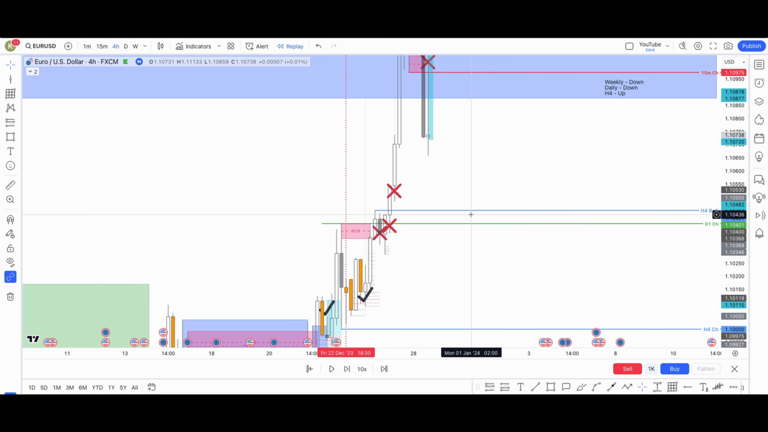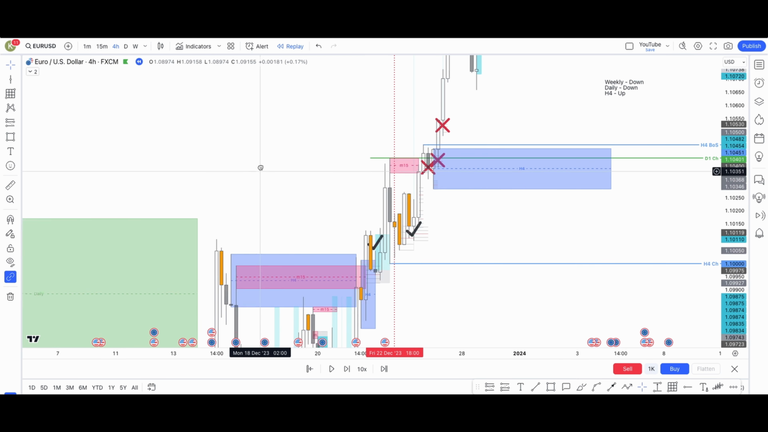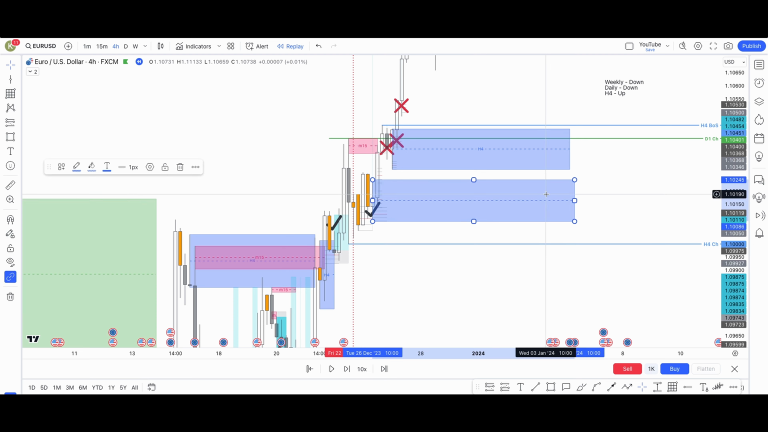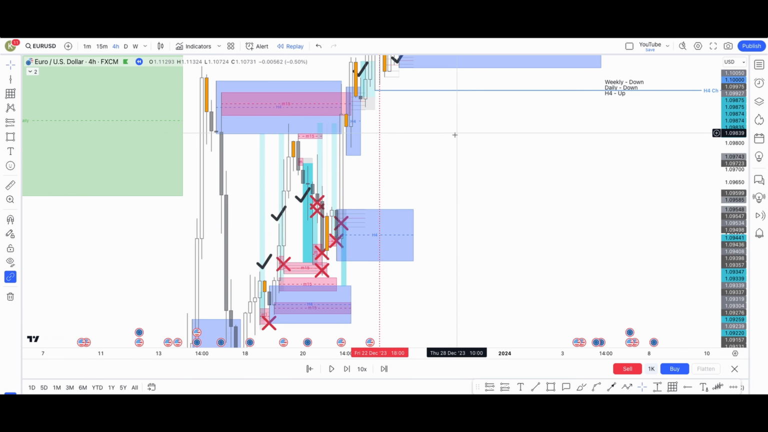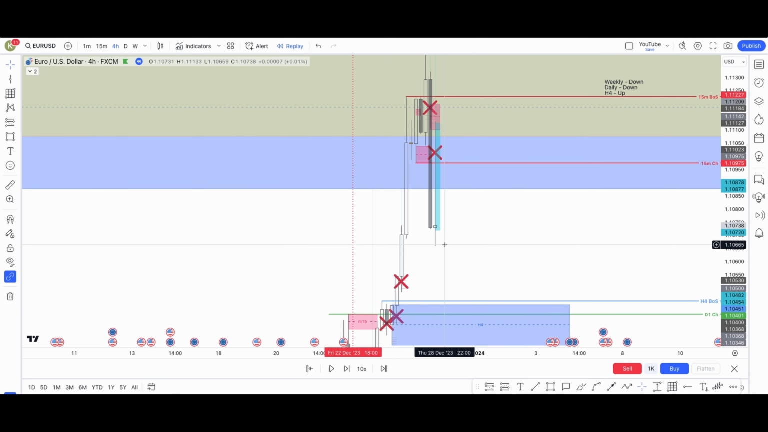So it's an H4 OB. Possibility for kind of straight after it. So that's the H4. I think we're good to go. That's if we come down, because we just reacted in the middle of nowhere.